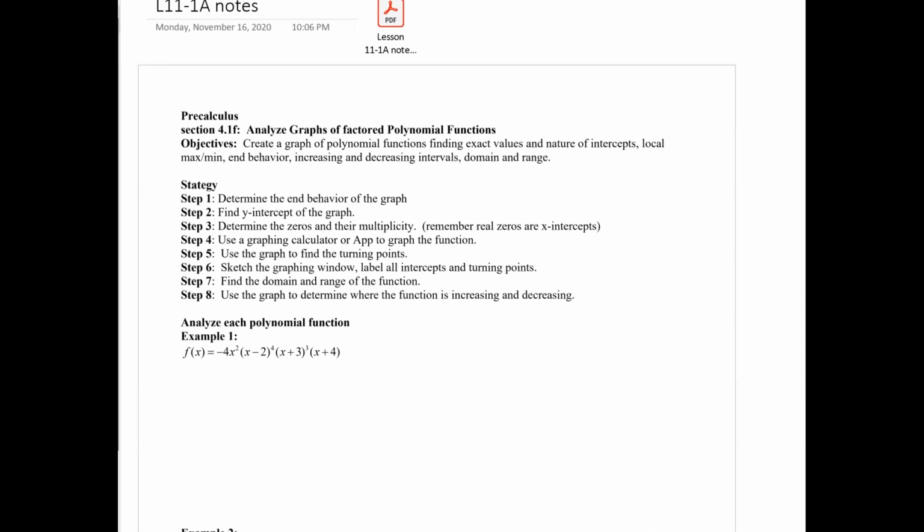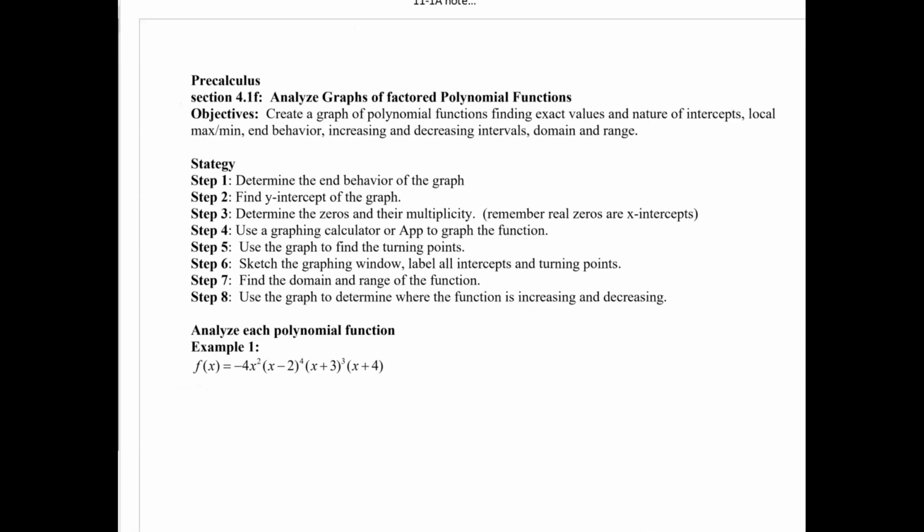Also find local max, local min, where the function is increasing and decreasing. So the whole list of things that are there for analyzing are these 7 steps, which I just pretty much named off. But it's pretty much a complete description of what the graph looks like, all of the important details. So let's get started. Now this particular polynomial function happens to be an 8th degree, but it's also factorable.